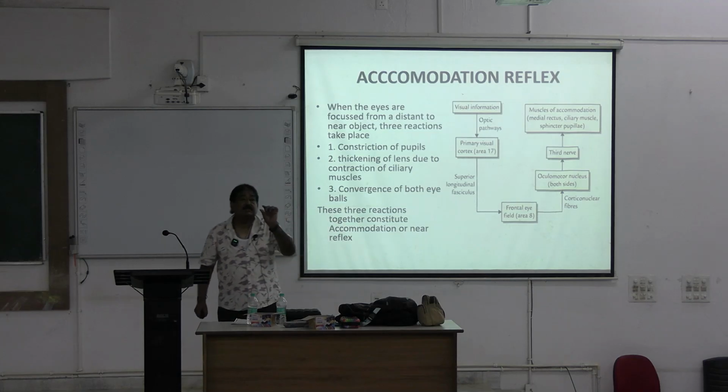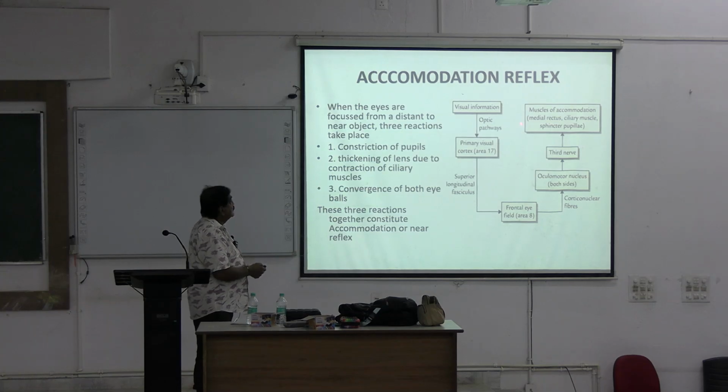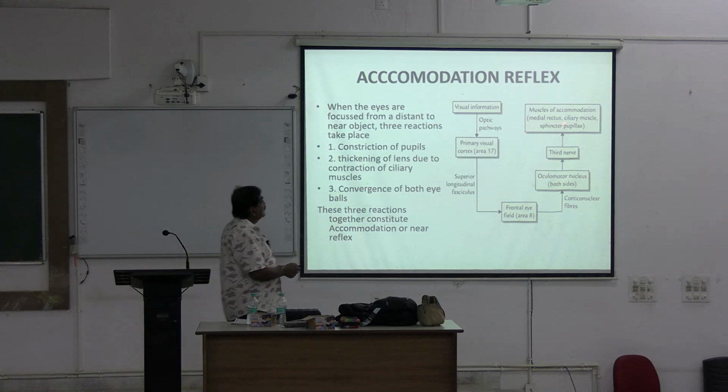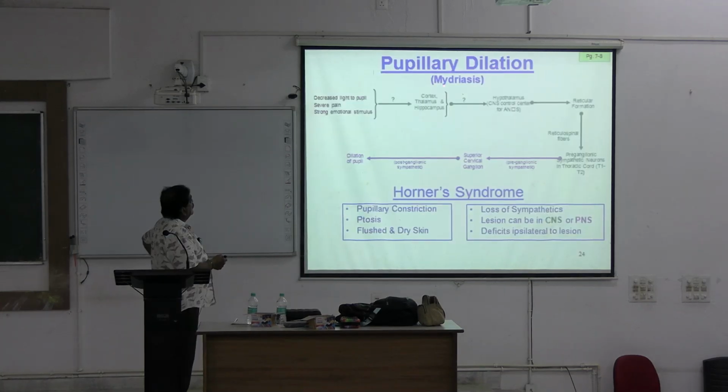Now, a short note: the muscles of accommodation are the medial rectus, ciliary muscles, and sphincter pupillae, supplied by the third nerve. Pupillary dilatation is mydriasis. Now Horner's syndrome, you should at least know the names.